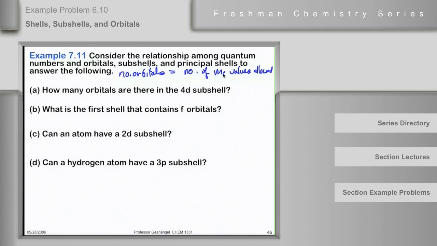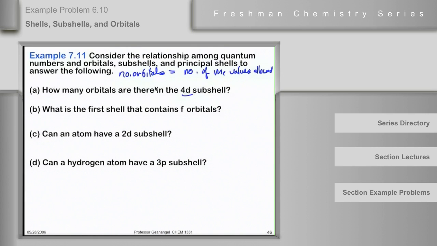Okay, so this boils down to figuring out what m sub L values are allowed, and that in turn depends on what? The value of L. Exactly, the value of L. So what is L for a 4d subshell?